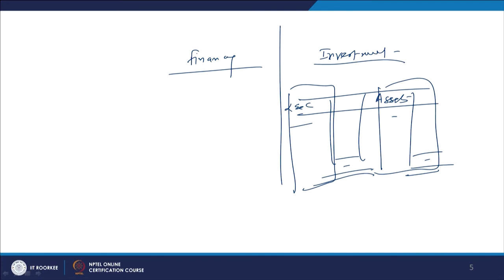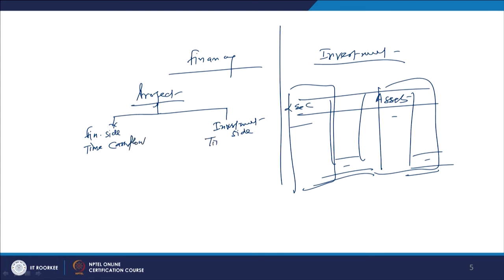When you talk about this principle of separation, you can take the help of this kind of structure. What we are going to do here is create this project. This is the project we are going to build up, and we have two sides of this project: one is the financing side and the other is the investment side. You can say it is a balance sheet of the project, financing side and investment side. When you are talking about the cash flows here, we have to take into consideration the time, and the second thing is the cash flow. These are the two important considerations in case of the financing side and also in case of the investment side.